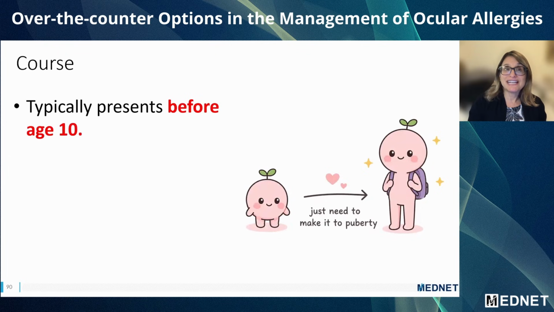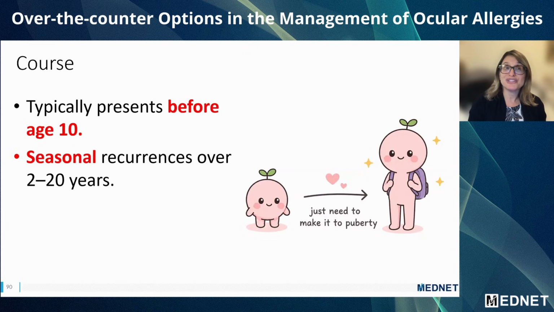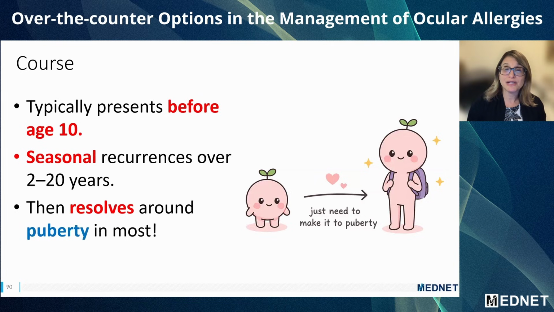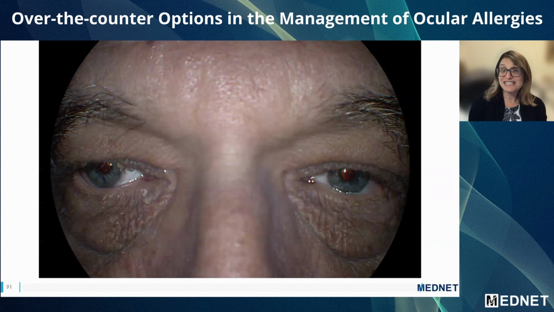The biggest thing to know is to understand that the course is pretty predictable in that it usually presents before age 10. It's usually seasonal, but fortunately, most kids resolve this process around puberty. So I always tell the kids that I have, you just need to make it to puberty. Having said that, that's not everyone, and there are some people whose VKC evolves into an adult form of allergy. So let's get back to our original patient.